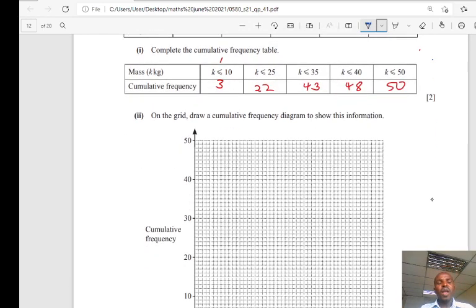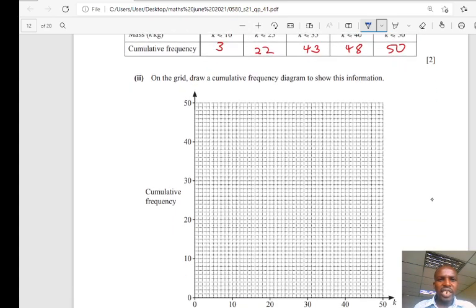Next question. On the grid, draw a cumulative frequency diagram to show this information. Right, cumulative frequency first. The numbers are already there, everything has been put for you. So just here, less than 10 there's 0, so you can start at 0 here.